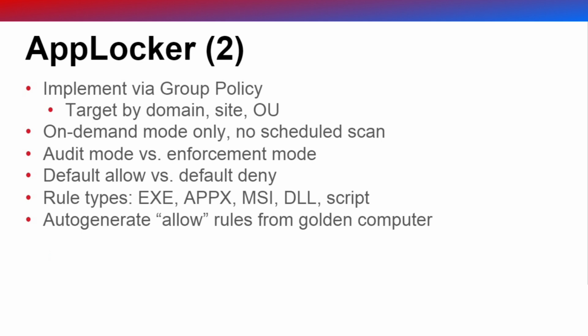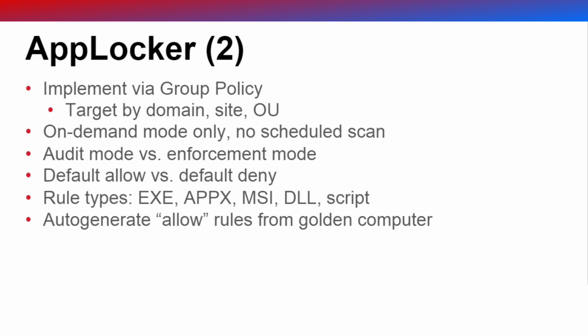It's implemented by group policy. So we can do these settings on a domain-wide basis, or on an Active Directory site basis, or on an organizational unit basis. So this is on demand only. There's not a scheduled scan. It's not anti-malware. It's not going to periodically do a sweep of systems to see which are running rogue applications, right? So it's only when the user wants to run an application that AppLocker kind of kicks into gear and says, should we allow that application to run or not?